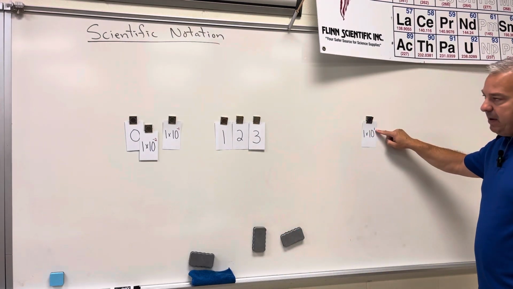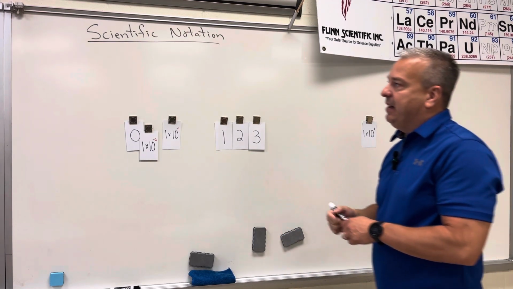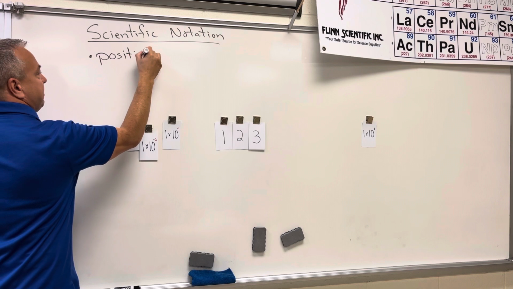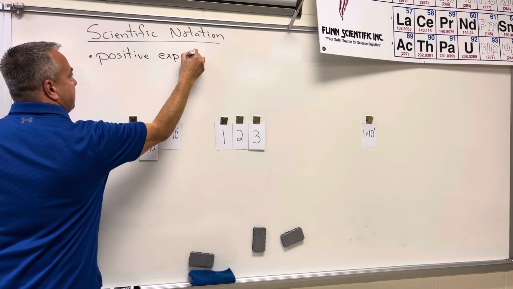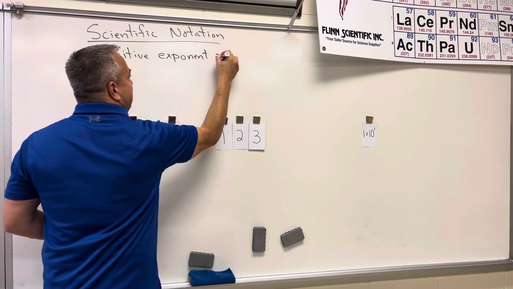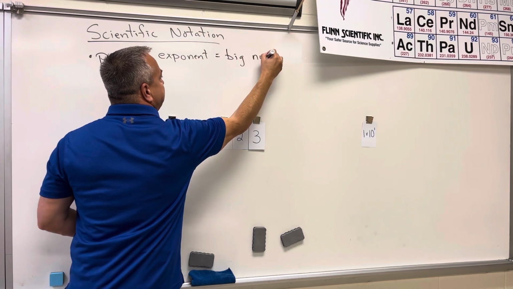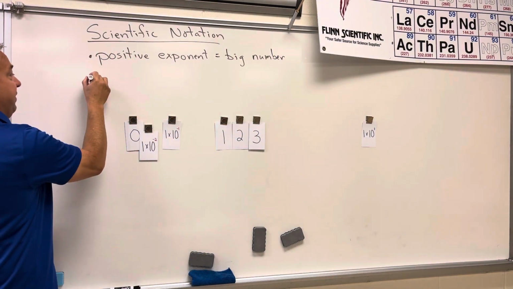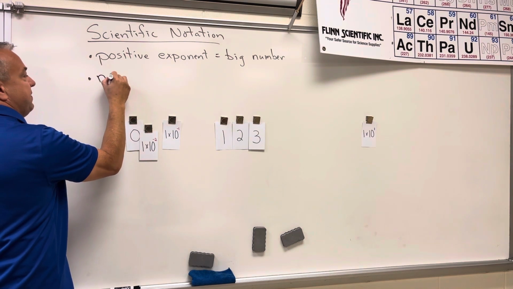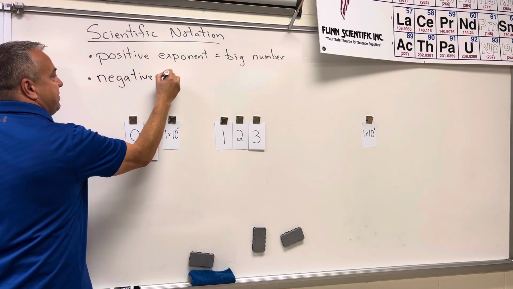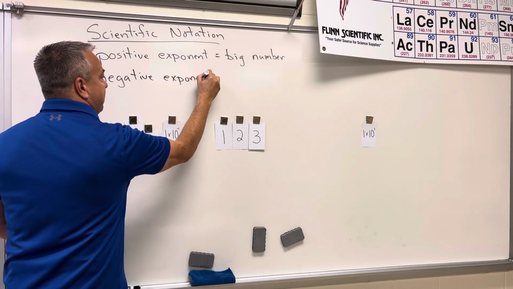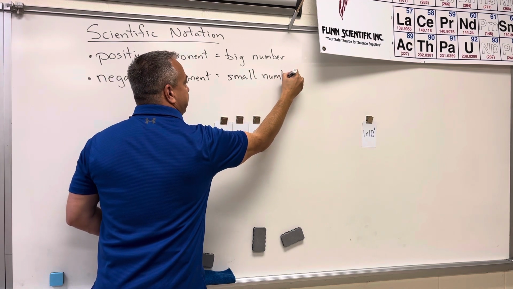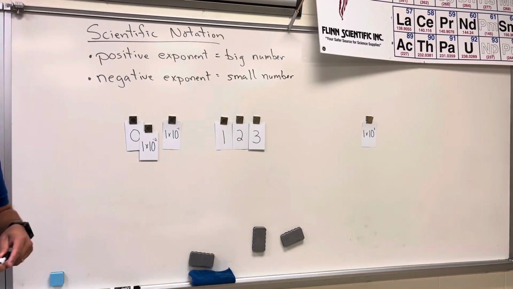The first thing that we're going to talk about is what happens when the exponent is positive. If the exponent is positive, I say that's equal to a big number. And then obviously the opposite is true as well. If we have a negative exponent, that means it's going to be a small number. So let me give you a couple examples of this.